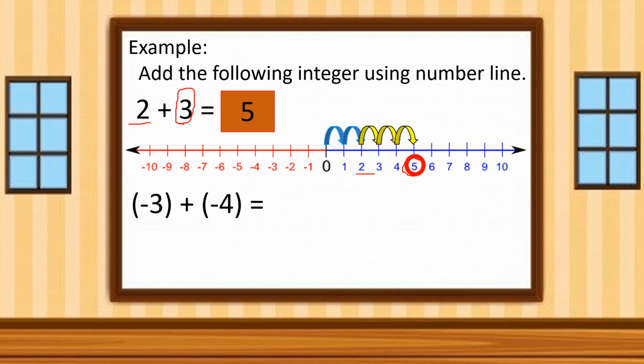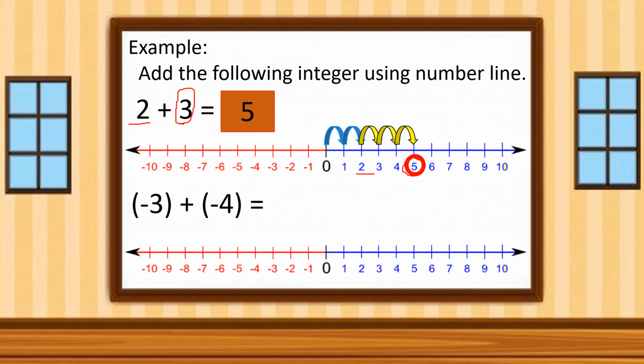Next, negative 3 plus negative 4. Okay, so again, we will have here our number line. So again, we will start at 0. So yung una po, we have here negative 3. So from 0, since siya po ay negative, so we will move 3 units to the left. So we have 1, 2, 3.